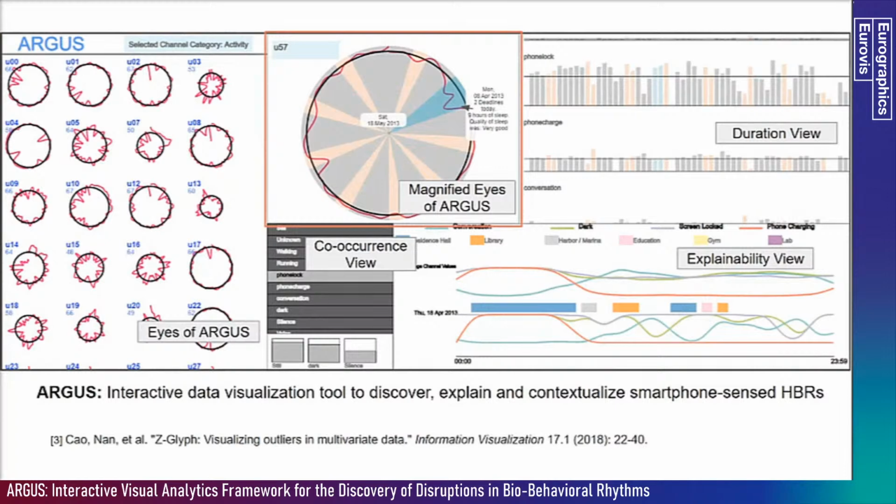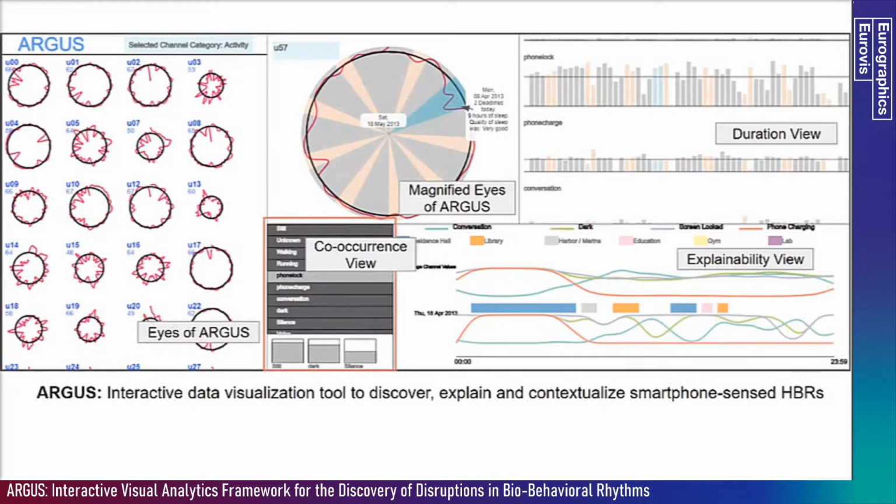A user can be selected by clicking on their circle and magnifying it in the Magnified Eyes of Argus view. Every underlying slice is one day, and the beige slices are weekends for added contextual information. Hovering over the slices shows the human readable date along with any participant reported information for the day. The most commonly occurring channel values are shown in an ordered list in the Core Currents view. Clicking on a list item shows the most commonly co-occurring channel values to help an analyst form quick associations between different channels. For instance, it is common for the phone to be both locked and charging for long durations at night.